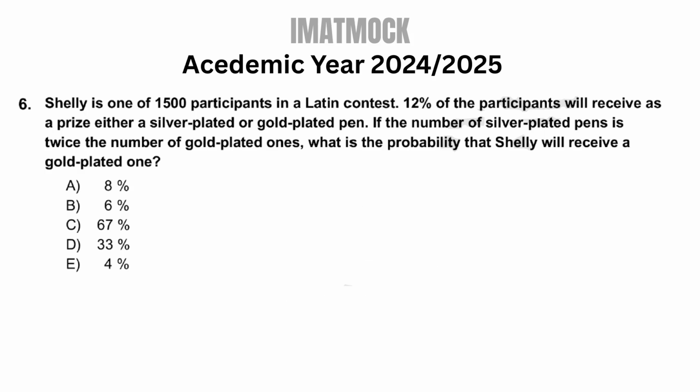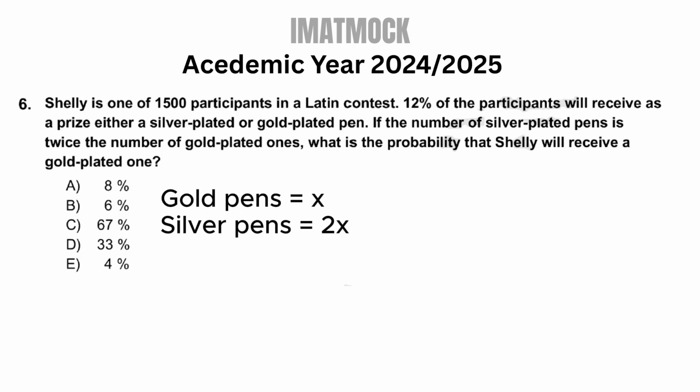So the key information is that the number of silver-plated pens is twice the number of gold-plated pens. Let's say the number of gold pens is x. Then the number of silver pens is 2x. So together, x plus 2x is equal to 180. 3x is equal to 180, and x is equal to 60. So there are 60 gold pens.